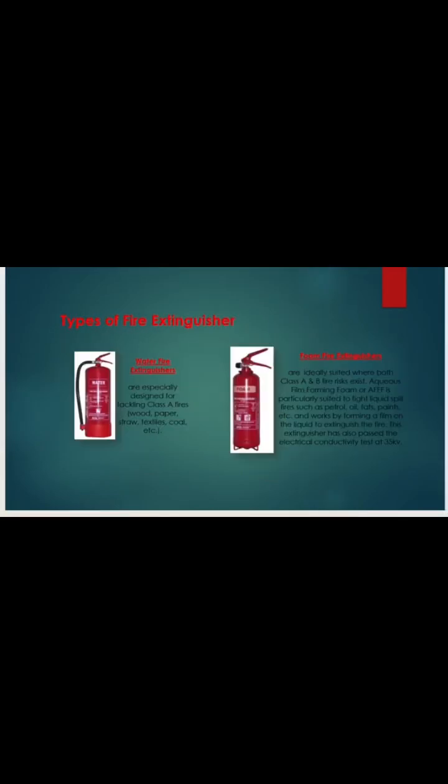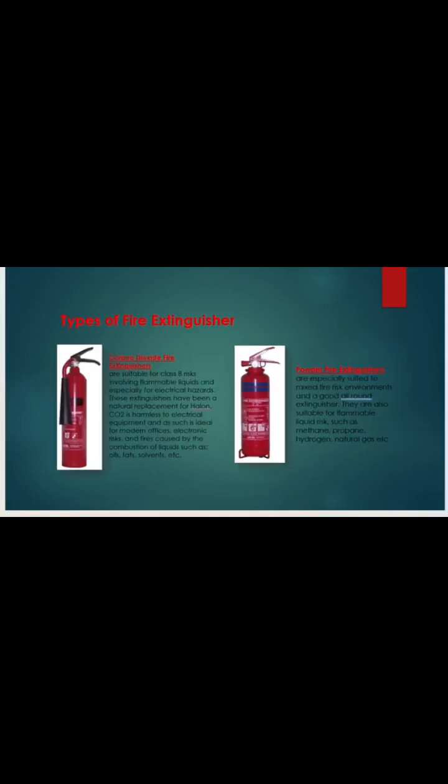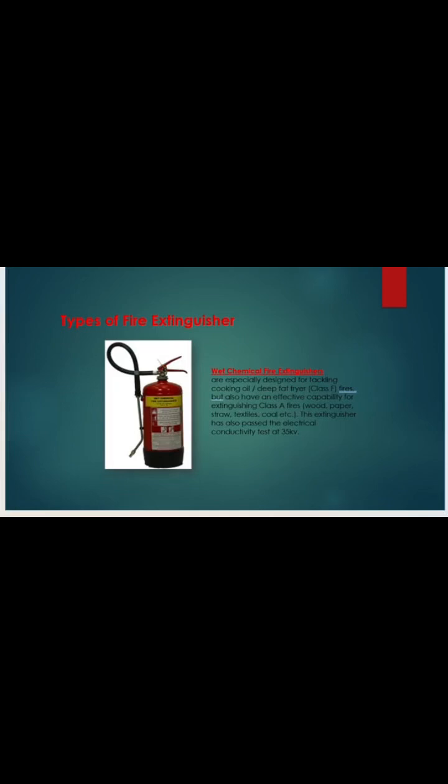Types of fire extinguisher. There are so many types of fire extinguisher, especially, as I already discussed with you. For class A, you can use any type of fire extinguisher. For class B, you can use foam. For class C, you can use carbon dioxide. For class D, you can use a powder, and for class K, you can use a wet chemical.